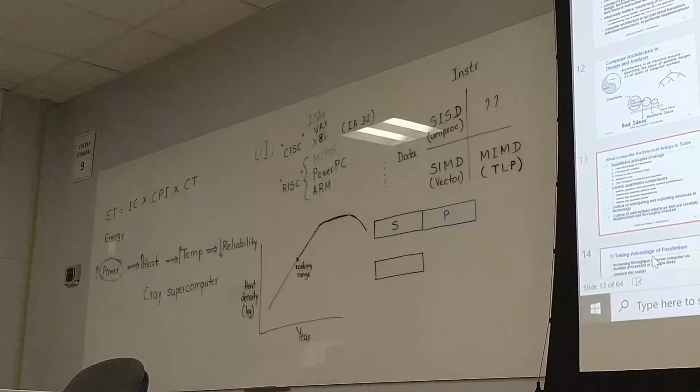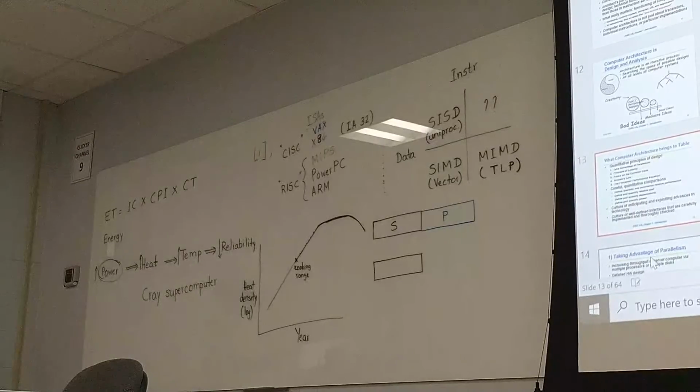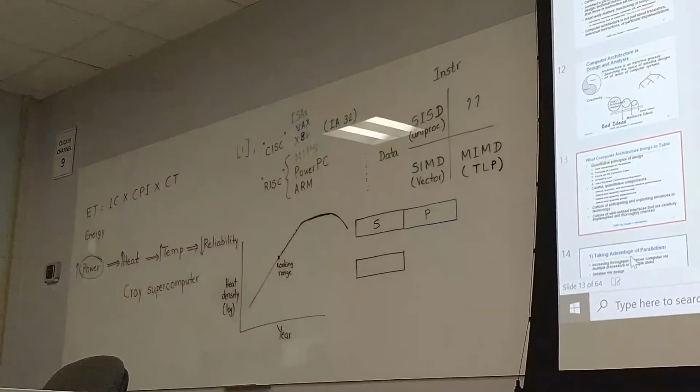low. Okay, I guess we can stop there. Continue.